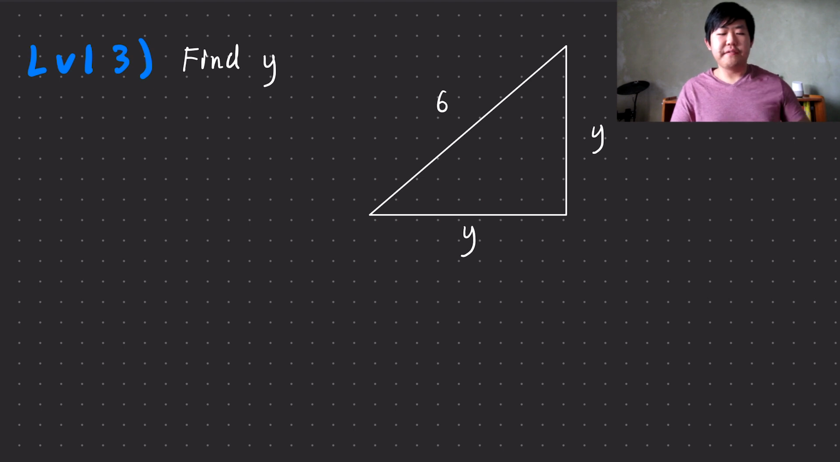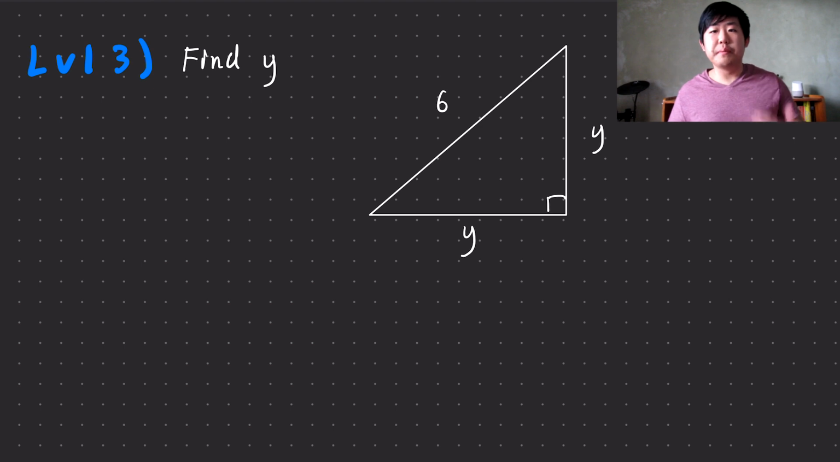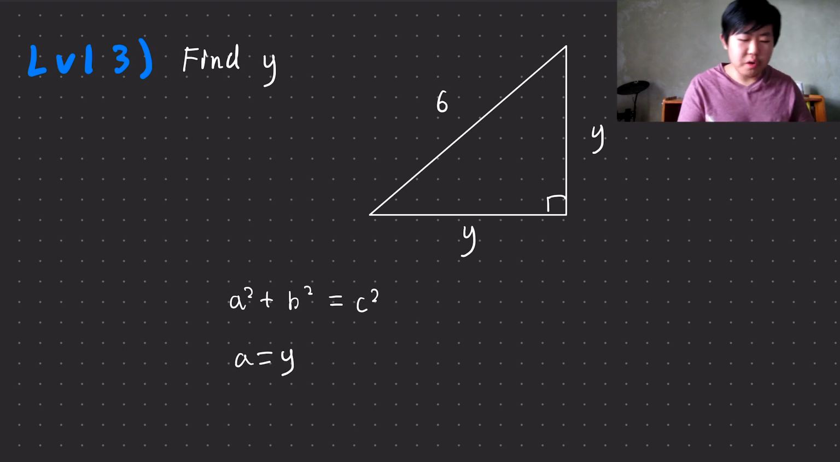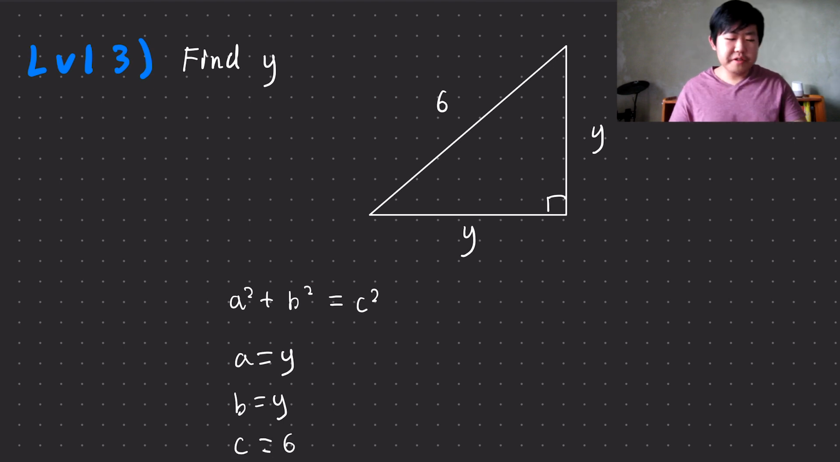So level 3 is find y, where this time they give you two sides as y, and then the hypotenuse as 6. I forgot to put the right angle symbol here, just to symbolize that this triangle has to be right angled. So here we have a squared plus b squared equals c squared. So a will be y, and b is also y as well. And then c is 6. Now let's substitute the values as always.